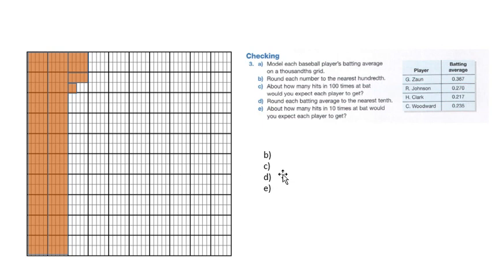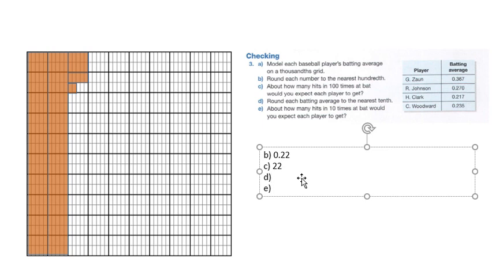And our last one that we're going to be doing is Clark. So for Clark, B is asking round the number to the nearest hundredth. Here we have 0.217. The nearest hundredth would be 0.22, with the 1 being in the hundredth column, and the number to the right of it is a 7. That's 5 and above, so we're going to round it to 0.22. C is asking how many hits in 100 times at bat would we expect? We'd probably expect 22. For D, to the nearest tenth, that's about 0.2.